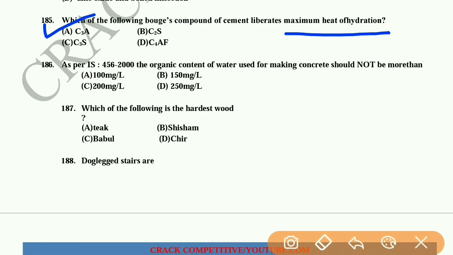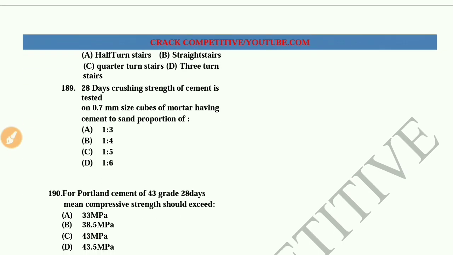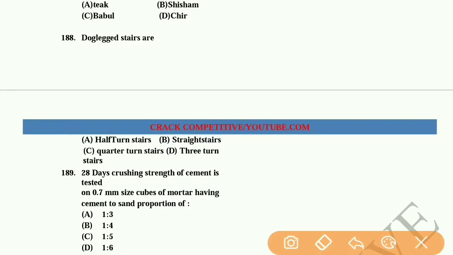As per IS 456, the organic content of water used for making concrete should not be more than 200 milligram per liter. Which of the following is the hardest wood? Shisham is the hardest wood among the following. Next question. Dog leg stairs are half turn stairs. So option A is right.